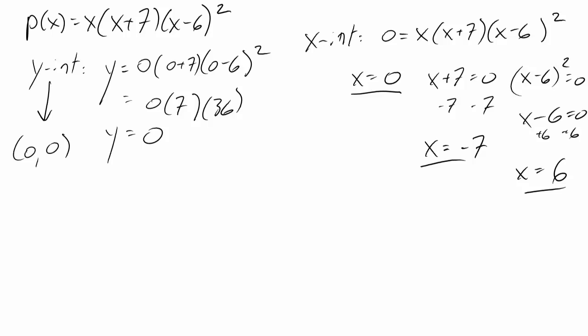If you're asked to write them as ordered pairs, remember we had y equal to 0, so we have the point (0, 0), the point (negative 7, 0), and the point (6, 0) for our x-intercepts.